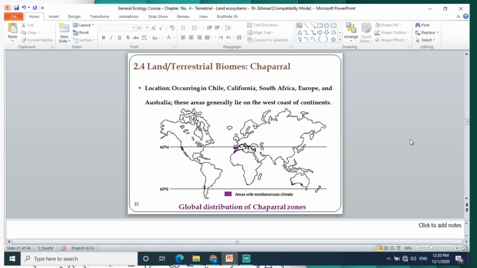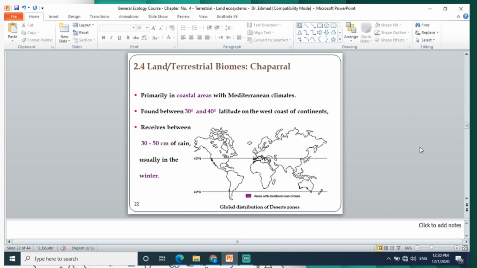Chaparral is characterized by the Mediterranean climate and is found in coastal regions. Okay, in Chile, in California, in South Africa, and also in Europe, and also in Africa, and also in Australia. But most of them are found in the western part of the continent. They are found in the western direction. They are found, as we said, in the coastal area. They are present between 30 and 40 latitude on the west coast of the continent.